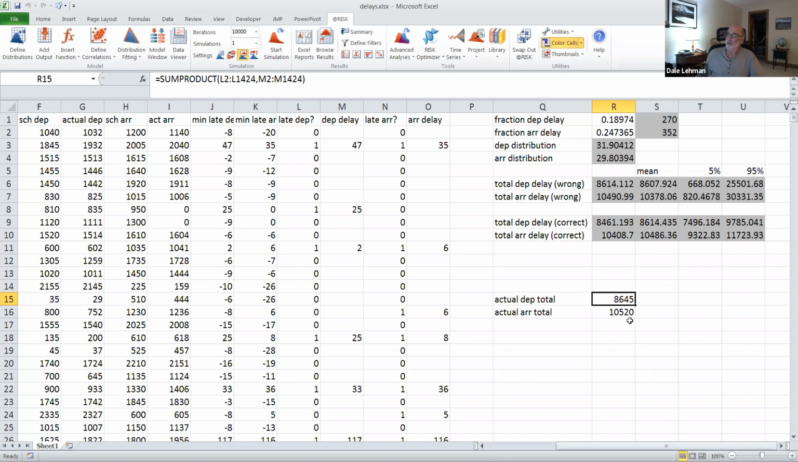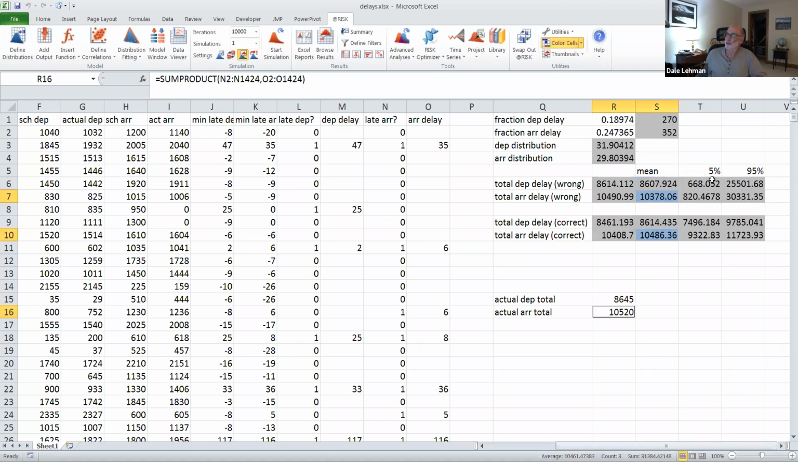So the means all look very close. 10,491, 10,409, 10,520. They're all fairly close. Oh, actually, these are the ones I should be comparing. These 3 cells, the means of them, 8607, 8614, 8645, or these 3, this, and this. Again, they're all close. But look at what's different.